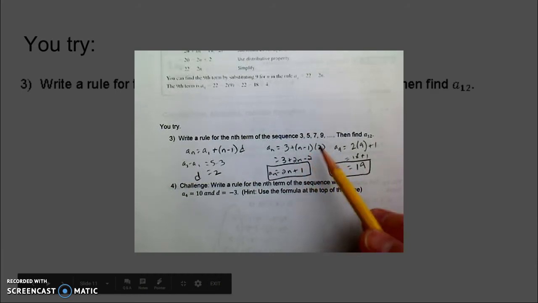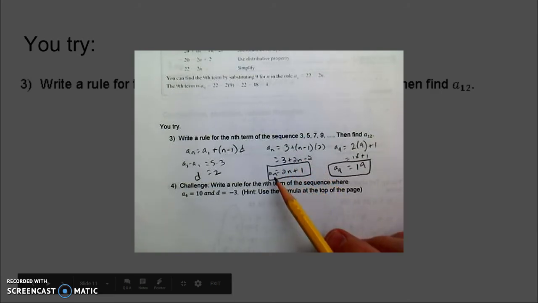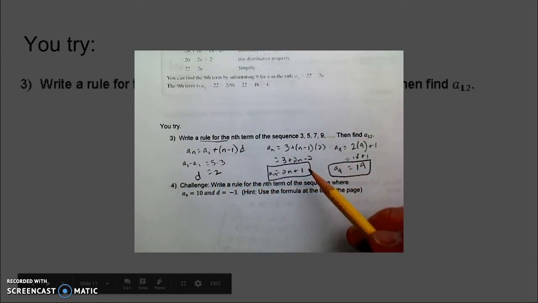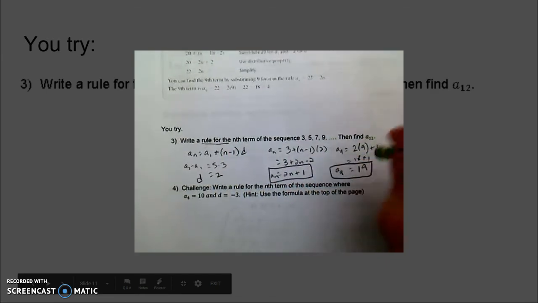2 times n is 2n. 2 times negative 1, negative 2. And let's simplify here. 3 minus 2 is going to be 1. 2n plus 1. So our rule, the first thing we were asked for, write a rule, a sub n equals 2n plus 1. Now we use that rule to find the 12th term.